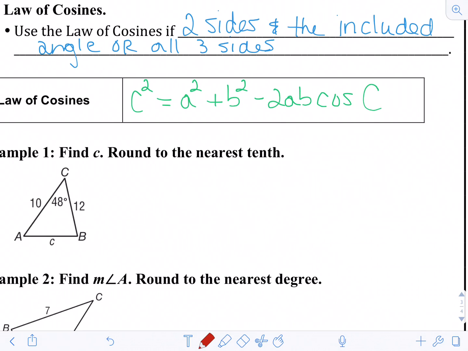Let's say you're trying to find the length of side A. What you'll do is you just flip-flop your letters. So instead of c, I'm going to put a squared is equal to b squared plus c squared minus 2bc cosine. Instead of angle C, it's angle A.